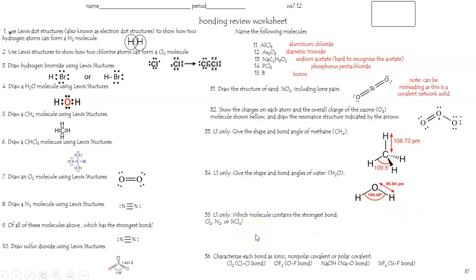Which molecule contains the strongest bond? I think the one with the triple bond, that would be N2. These ones are single, as are those. Say if it's ionic or what type of bond it is. Cl2, that is identical nonmetals, so nonpolar covalent. OF2, interesting. God, I've actually worked with that stuff.